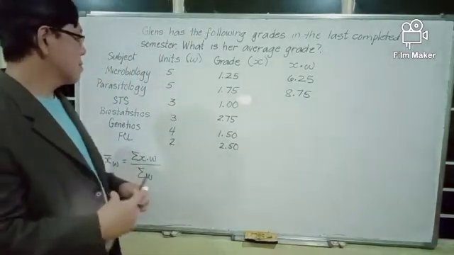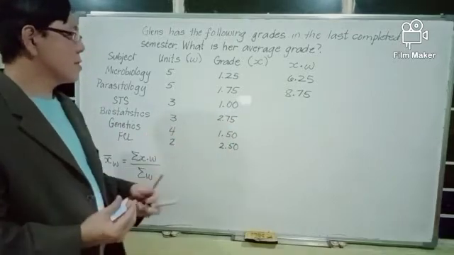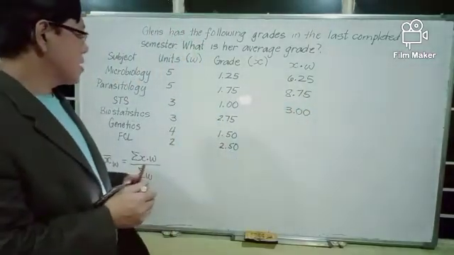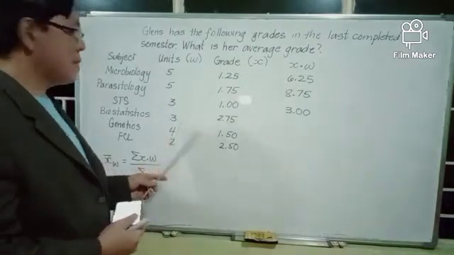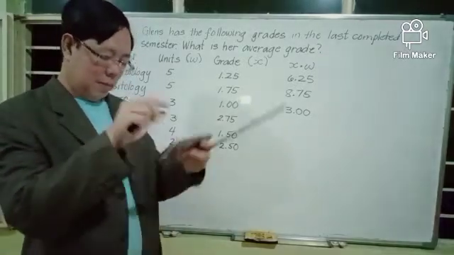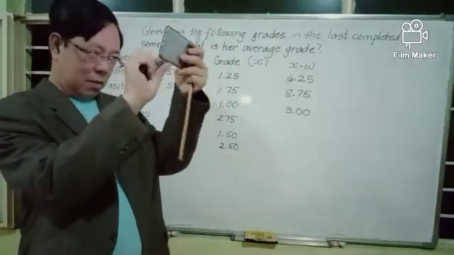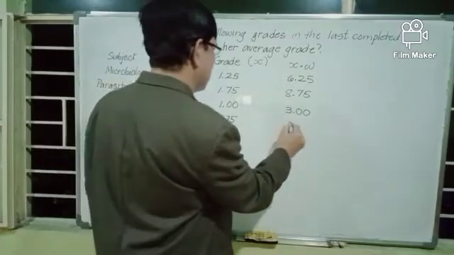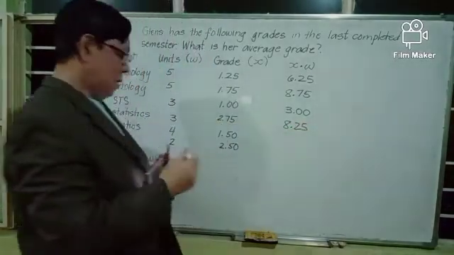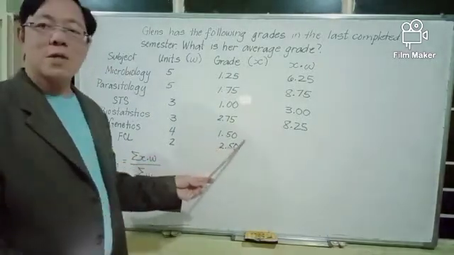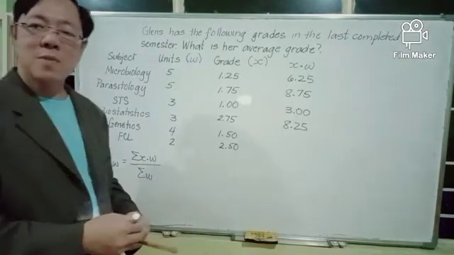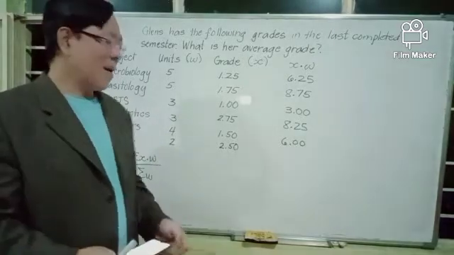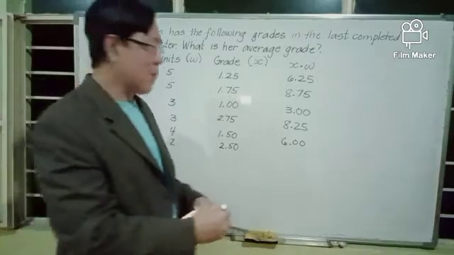Next, we multiply 1.00 by 3, and that gives us 3, or 3.00. Next, we multiply 2.75 by 3. 2.75 multiplied by 3 is 8.25. Next, we multiply 1.50 by 4, and that gives us 6, or 6.00. And lastly, we multiply 2.50 by 2, and that gives us 5.00.